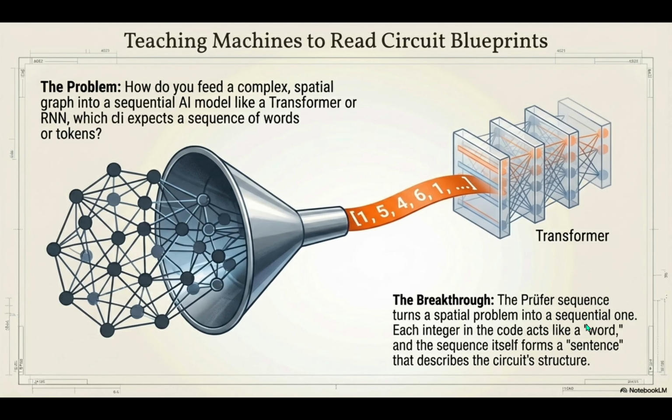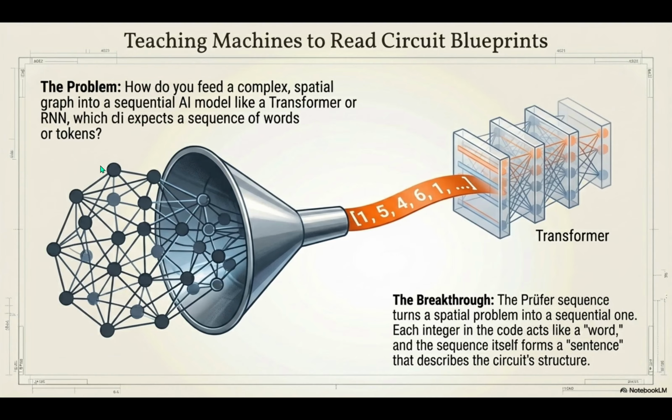Structural machine learning. This is all about teaching AI to read circuit blueprints. The fundamental problem there is that AI models, like transformers, they expect a sequence, right? Like a sentence made of words. They're built for linear data. You can't just feed them a 3D graph of a circuit and expect them to understand it. It's the wrong data format.